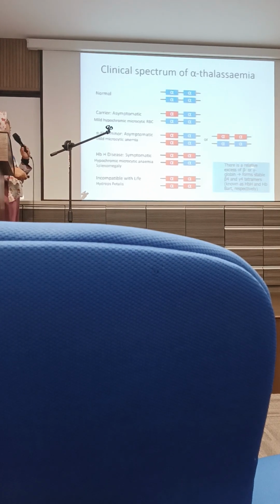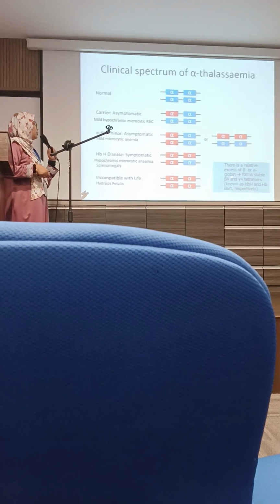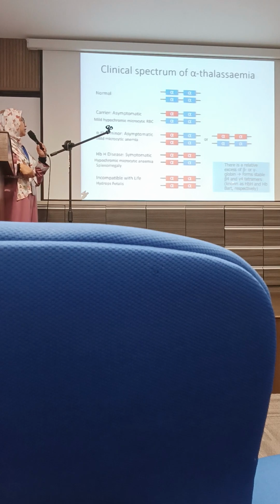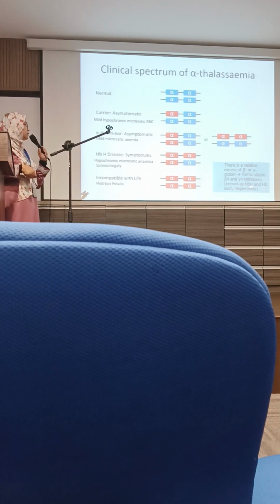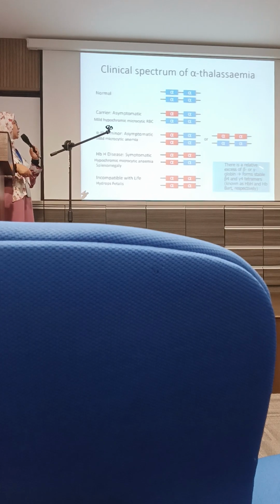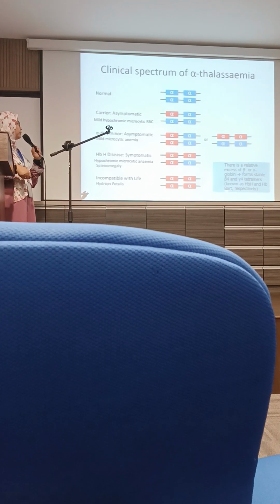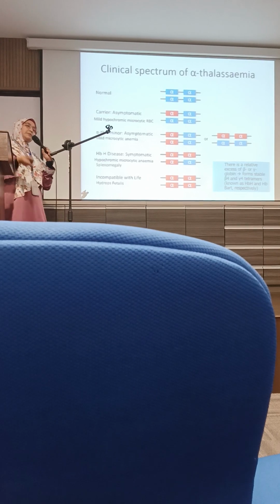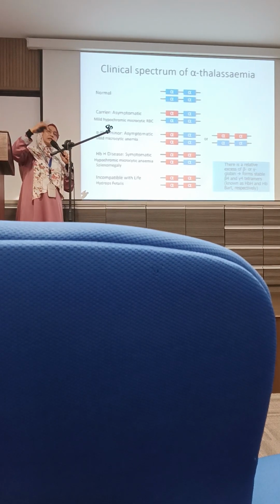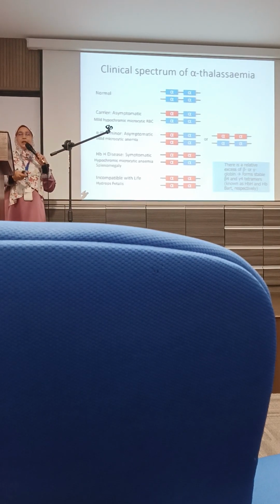In hydrops fetalis, there is a relative excess of beta or gamma globin, and it will form stable beta 4 or gamma 4 tetramers, which is known as hemoglobin H and hemoglobin Barts respectively. So you akan nampak hemoglobin H and hemoglobin Barts. Barts is in 4 gene deletion, HbH is in 3 gene deletion. Bila you ada excess beta, dia terbaliklah dengan beta tadi, excess alpha kan, sebab dia tak ada dia punya pair.